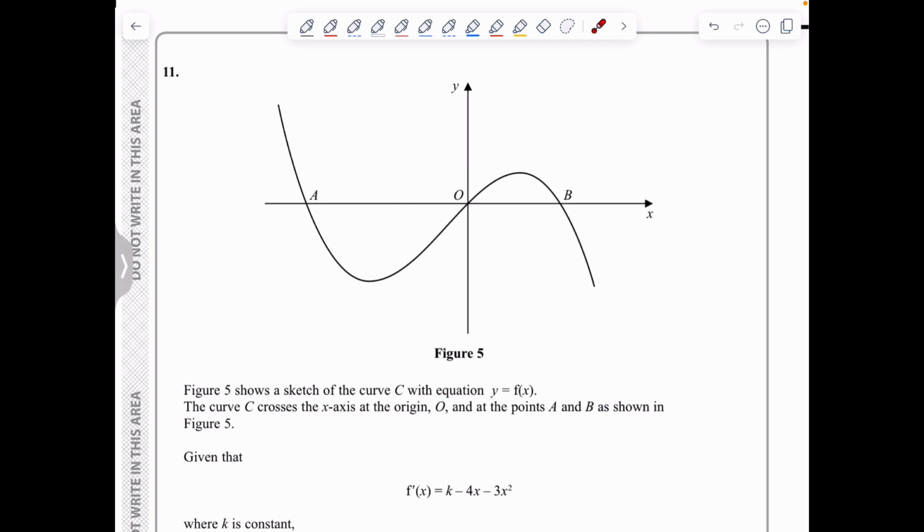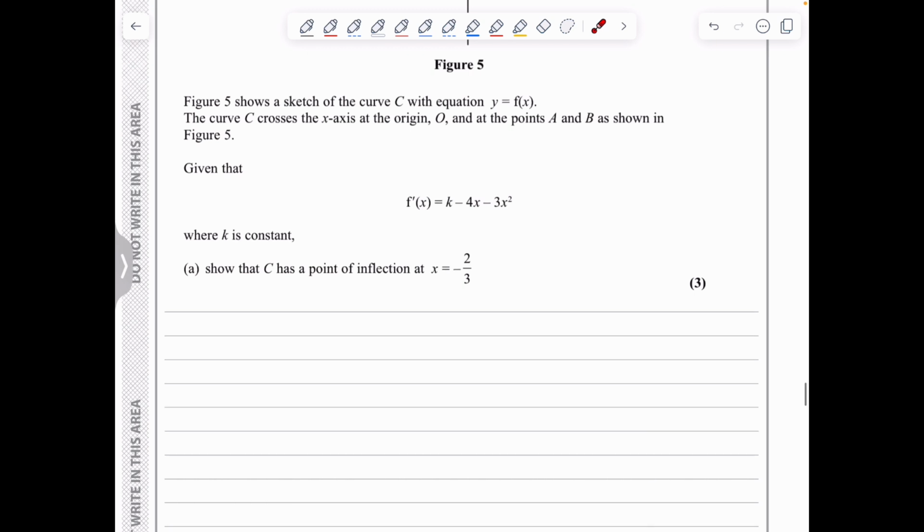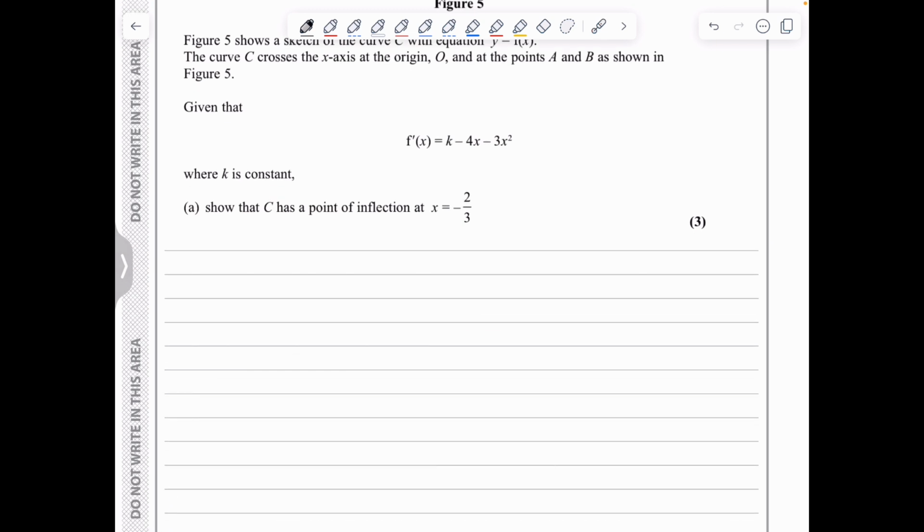In question 11, we're given a sketch of curve C. We are told that we cross the x-axis, we cut at A and B as shown. Additionally, we've got that the derivative f'(x) is k - 4x - 3x², and we need to show that there's a point of inflection at x = -2/3. Well, let me remind you that the point of inflection is a point where f(x) changes curvature, and we can determine curvature through the second derivative. So it makes sense to start by determining f''(x), the second derivative with respect to x.